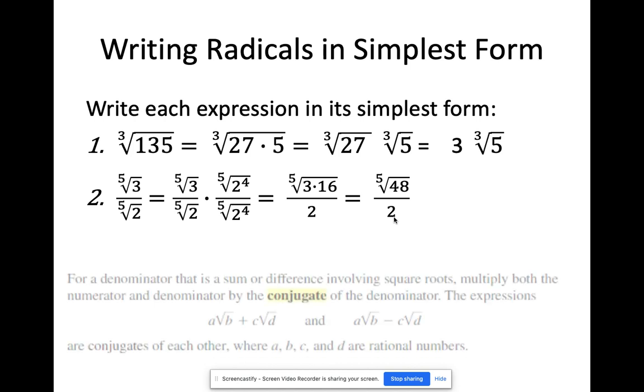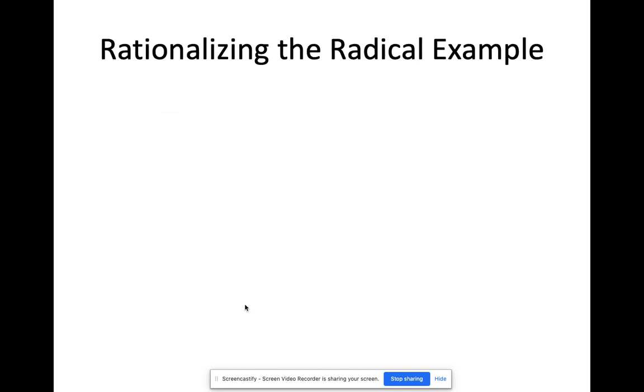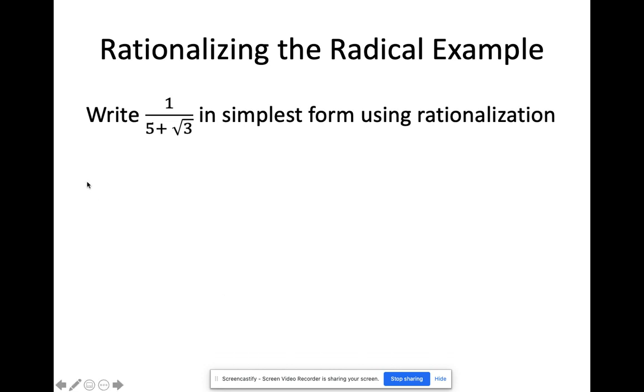Okay? Now another one is simplifying using the conjugate. When you say conjugate, it's the same terms but with the opposite sign. So the conjugate of a square root of b plus c square root of d would be the same thing, the only difference is that it's minus. Or if you have the minus, the opposite is what? Plus. Okay, example. Write 1 over 5 plus square root of 3 in simplest form using rationalization.